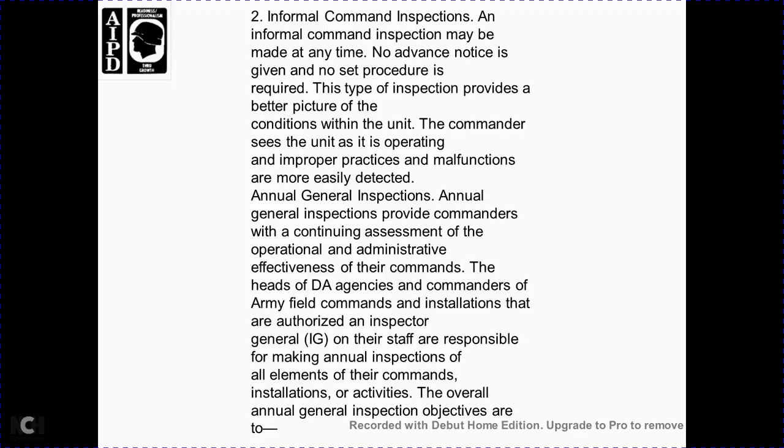Informal command inspections. An informal command inspection may be made at any time with no advance notice given and no set requirement.